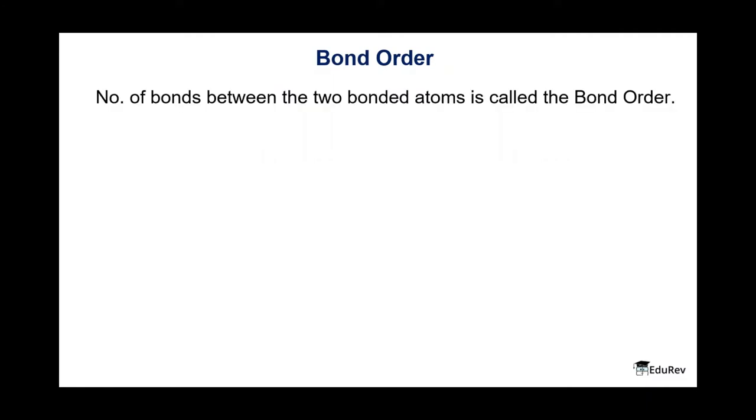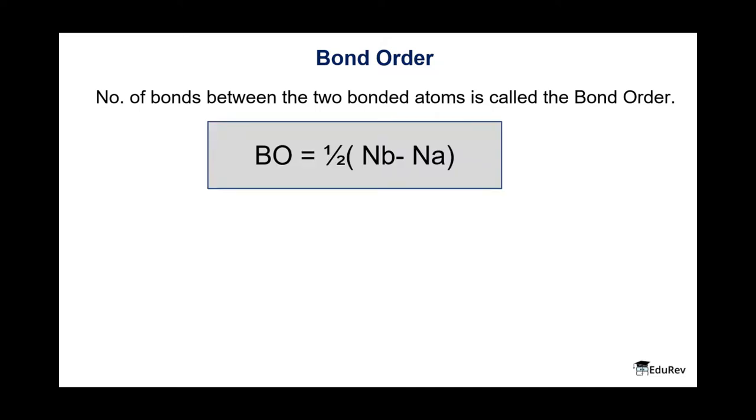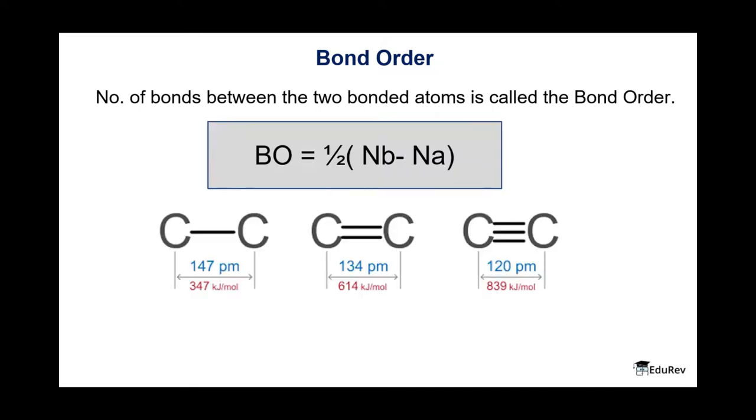Now, we need to understand what is bond order. The number of bonds present between 2 bonded atoms is the bond order. In case of carbon single bond carbon, the bond order is 1. In case of carbon double bond carbon, the bond order is 2. And in case of carbon triple bond carbon, the bond order is 3.